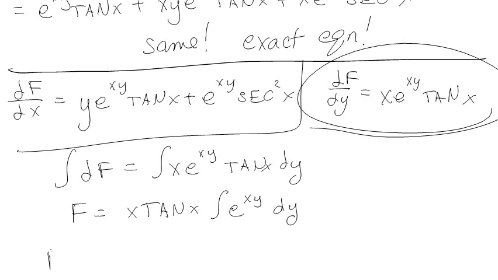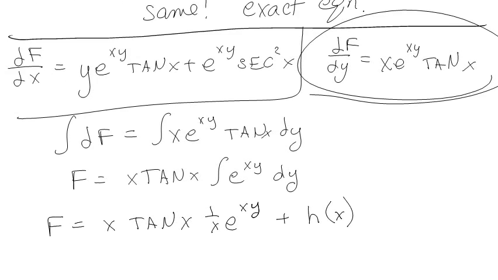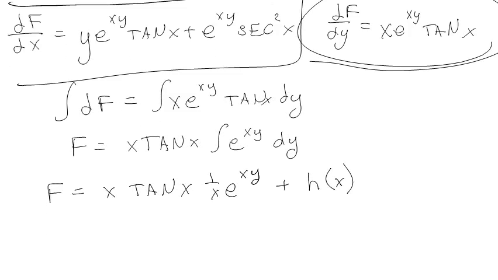So whenever I do that, I get that f is equal to tangent x times 1 over x e to the xy, right? Because that's what would happen if I take the derivative, I end up with e to the xy. And then plus a function. If you forgot to add that function, make sure that you remember. That's another place where you can go wrong on this, is forgetting to add that function. It's not plus constant, it's plus a function.